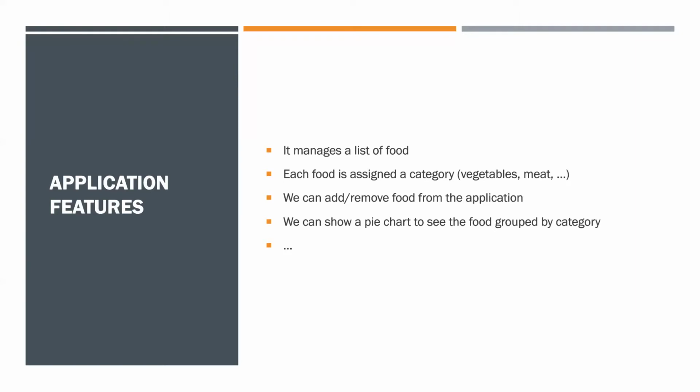We can add or remove food from that table in the application, and also we can show a pie chart with the proportion of each category in the menu, in the table that we are filling with the application.